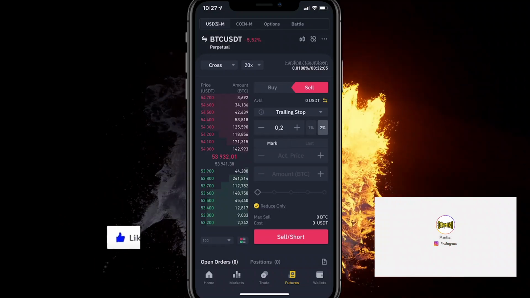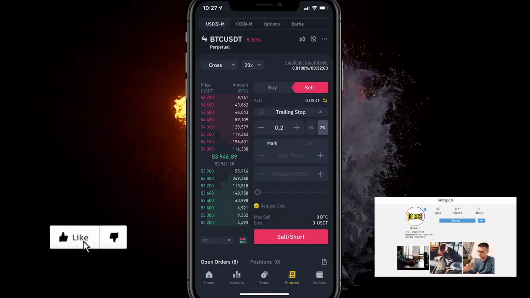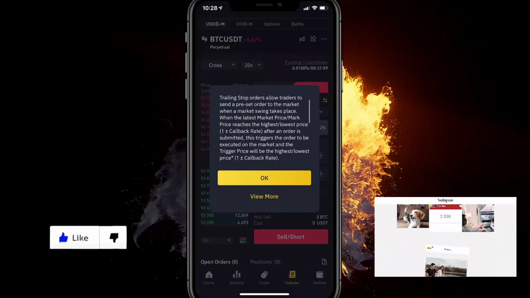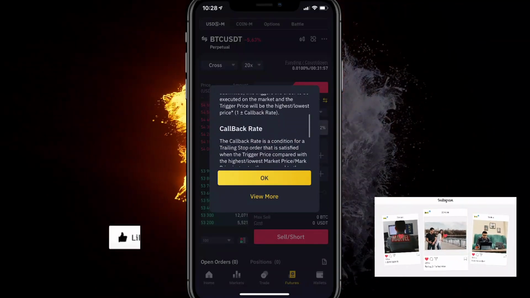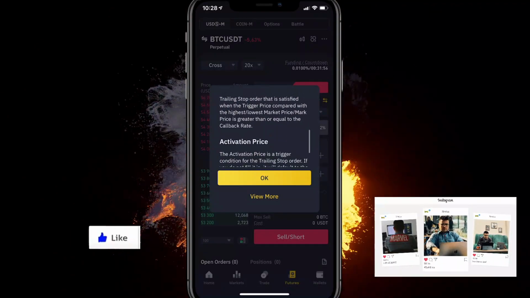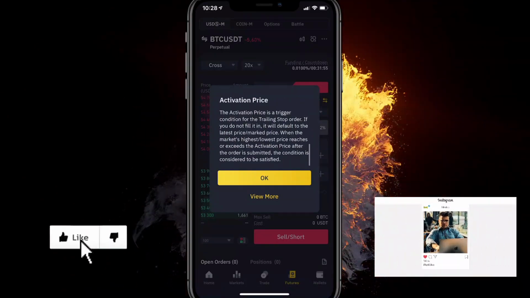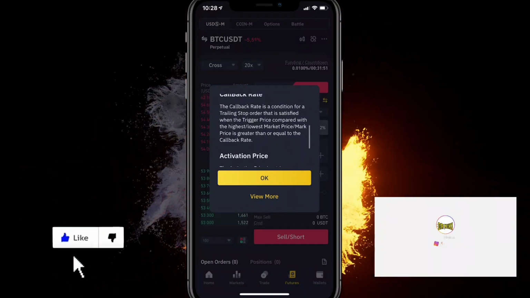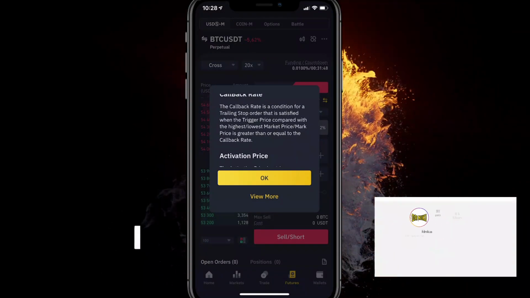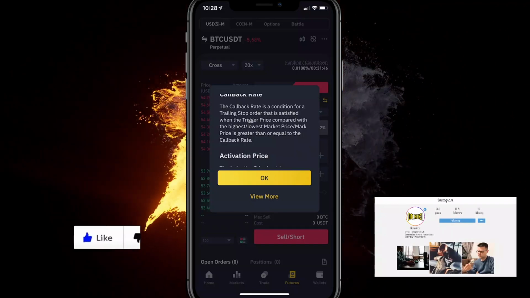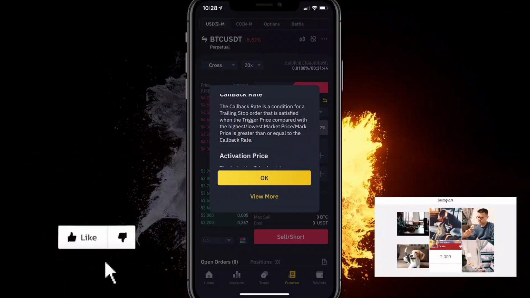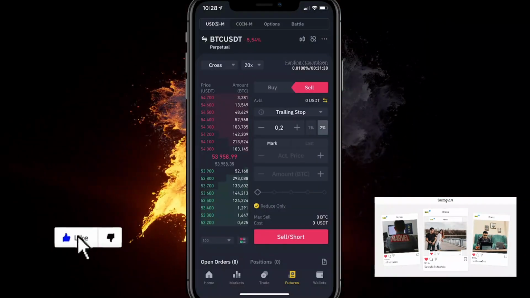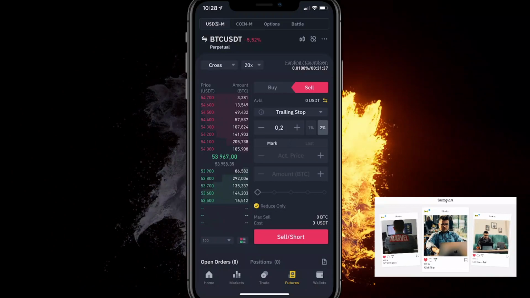If you click on the eye icon right here, it's a little bit harder on a phone, but they give you a lot of information here, especially about the callback ratio and activation price. For example, the callback ratio, it says that the callback rate is a condition for a trailing stop order that is satisfied when the trigger price is compared with the highest or lowest mark price. Mark price is greater than or equal to the callback ratio. For example, if a stock goes up by 2%, then goes down 1%, and you have a 1% callback ratio, your stop loss will be triggered.